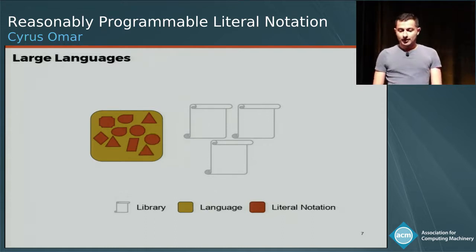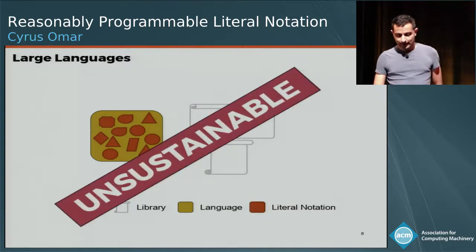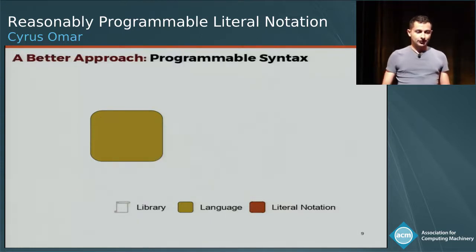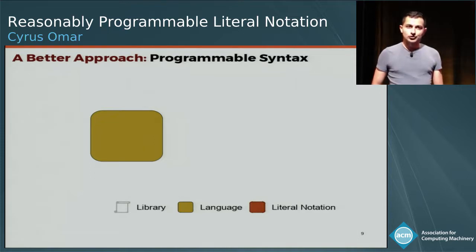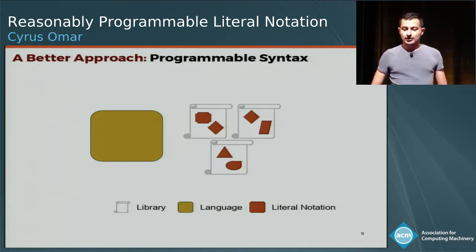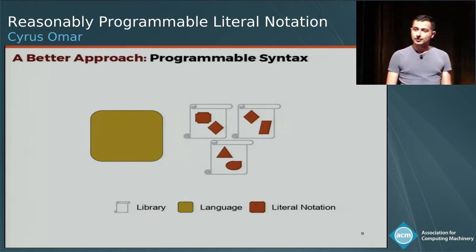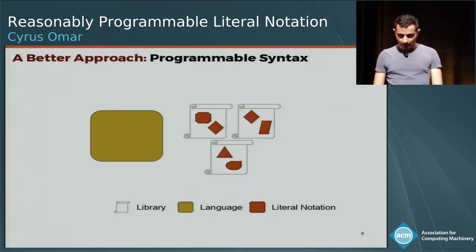But this starts getting pretty precarious. You've got to make sure these things don't overlap. Once it's there, you can't take it out. And so I think this approach is clearly unsustainable. A better approach is programmable syntax, where library providers have the ability to define literal notation themselves because they're the ones defining these data types, right?